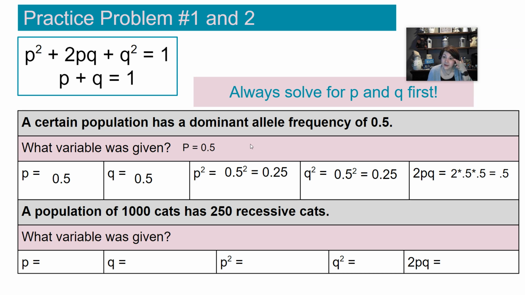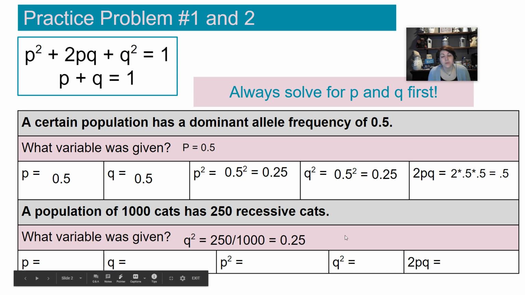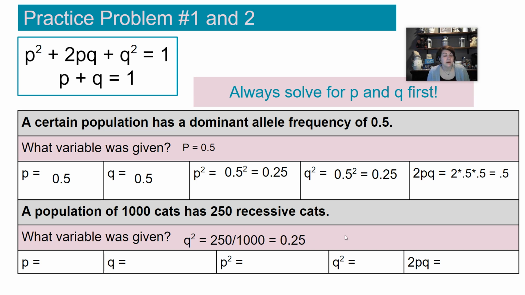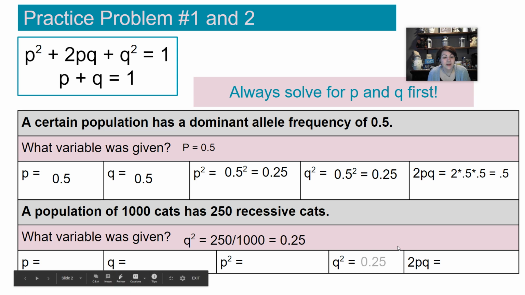So let's try this again. In the next problem, it says a population of 1,000 cats has 250 recessive cats. Now, this is the recessive trait, but I know the recessive trait has to have the recessive genotype. So what they're actually giving me here is Q squared. So 250 that are recessive divided by 1,000 gives me 0.25 as my Q squared value, the frequency of the recessive genotype. So I can fill that in my chart.